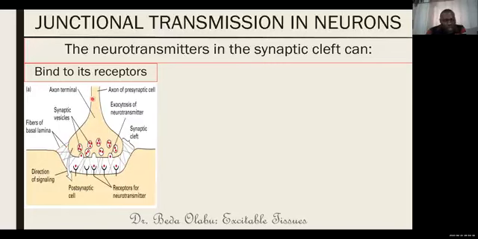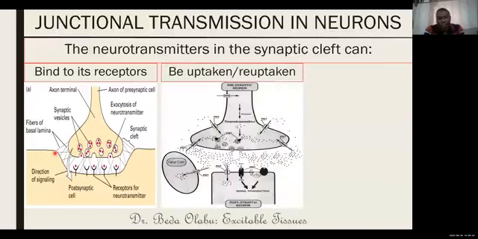The presynaptic cell contains vesicles with the neurotransmitter. The postsynaptic cell contains receptors for that neurotransmitter. So one option is that the neurotransmitter will bind to its receptors, which are on the postsynaptic membrane. That is one option, but that's not the only option.